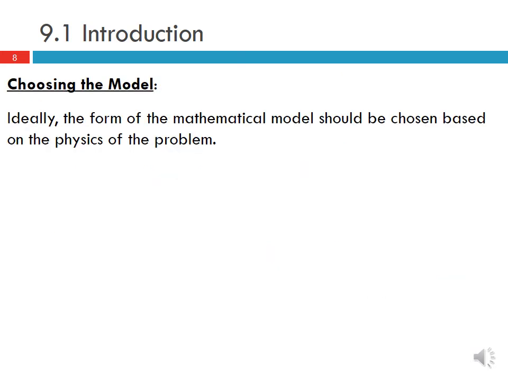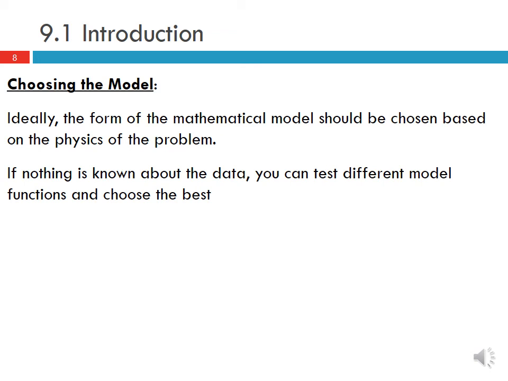Now, it's important to choose an appropriate model for your data. Ideally, the form of the mathematical model should be chosen based on the physics of the problem. If you know where this data came from and have an understanding of the theory behind the application, then that gives you a good idea of what form the model should take. However, if you don't know anything about the data, you can test different model functions and choose the best one.